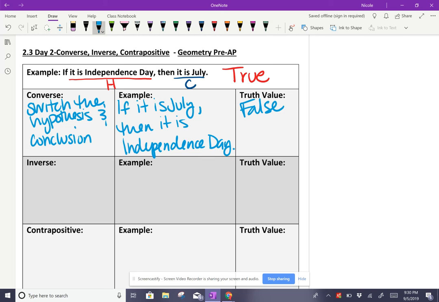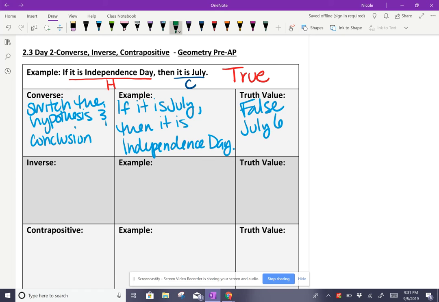And an example of that would be July 6th, July 7th, July 30th. Any date other than July 4th, which is Independence Day here in the US, would make the statement false. So if it is July, then it is Independence Day, is the converse of our previous conditional statement, but it has a truth value of false.